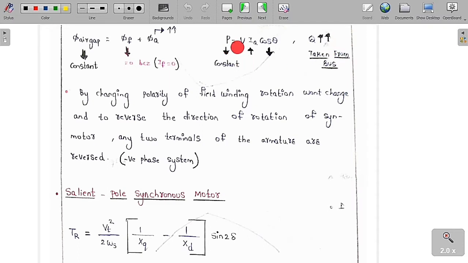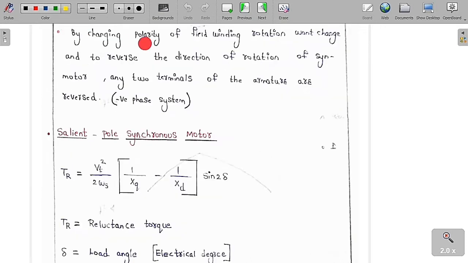But I have already told you P is equal to V into I into cos theta. So P is a constant, V is a constant, and as phi A increases, then definitely Ia increases, then cos theta should always decrease.